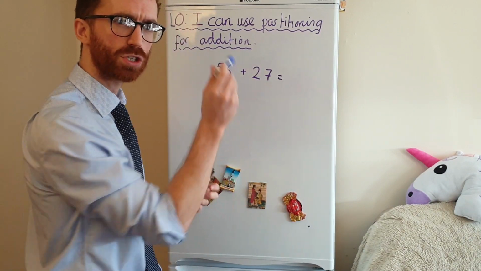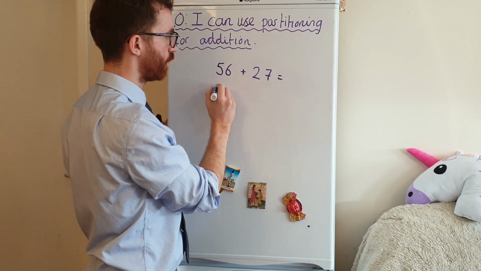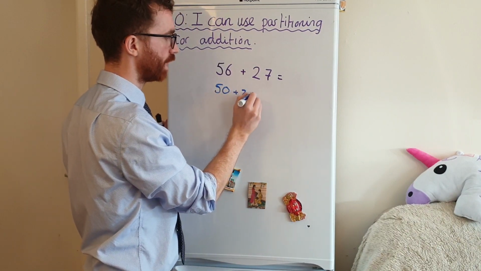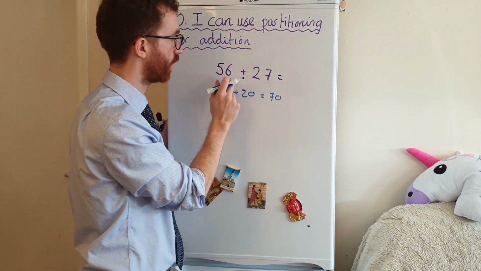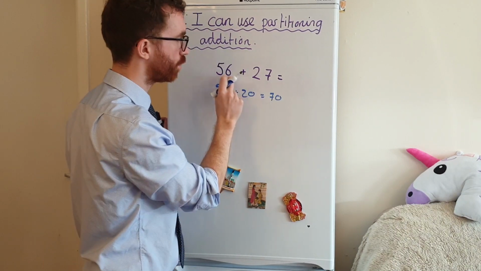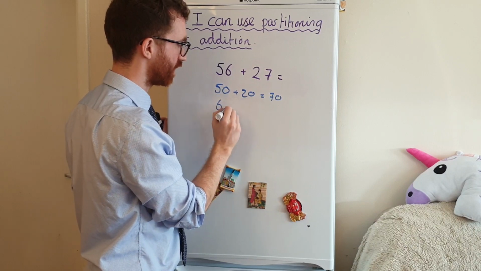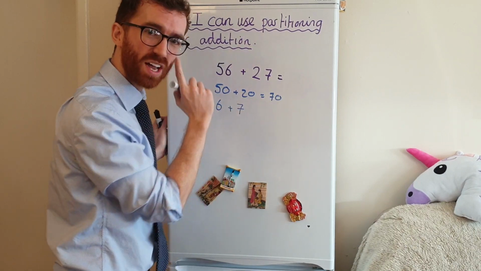So what I'm going to do is I'm just going to write it out a little bit. I've got 50 plus 20 equals 70. So I've partitioned the 10s and the 1s. That's the first thing I've done. Now I'm going to look at my 1s, which is 6 and 7. Now 6 plus 7, I find that a little bit hard.